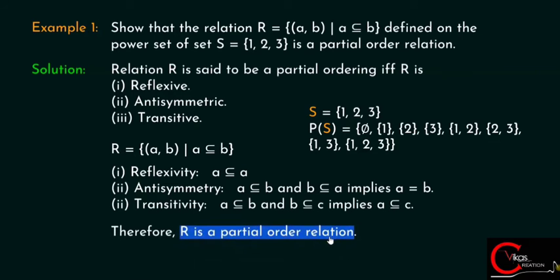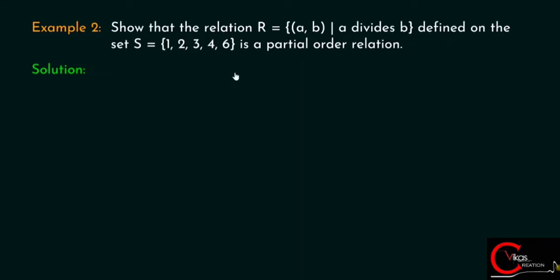Isn't that so? Now let's see example 2. Show that the relation R, which is equal to the set of all ordered pairs (A, B) such that A divides B, defined on the set S, which consists of 5 elements 1, 2, 3, 4 and 6, is a partial order relation.